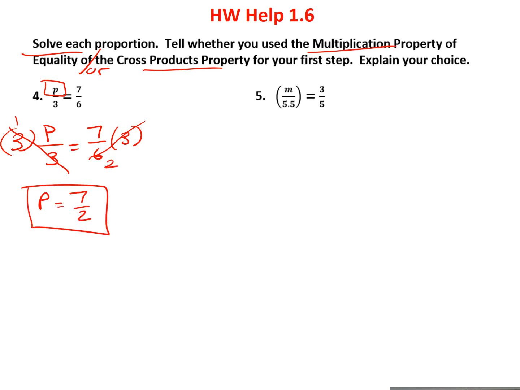That's my answer. If they wanted to not have an improper fraction, remember if I take 2 and divide it into 7, it goes 3 times with 1 left over, remainder 1. So I could have also written P equals 3 1/2.